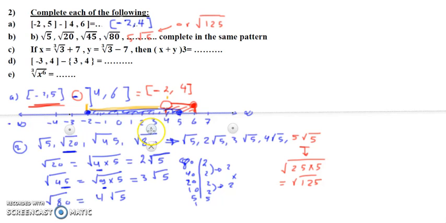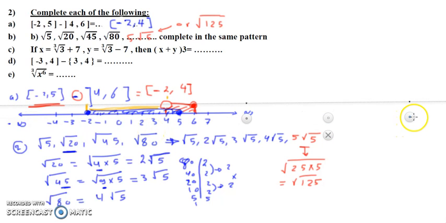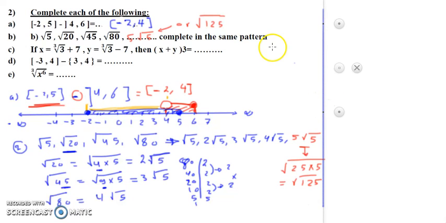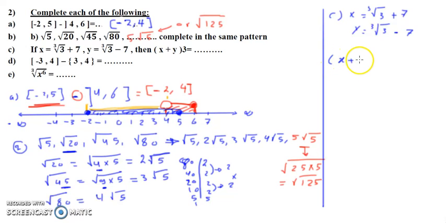Let's solve the next question. Number C. If x equals cube root of 3 plus 7 and y equals cube root of 3 minus 7, the required is to find x plus y all to the power 3.